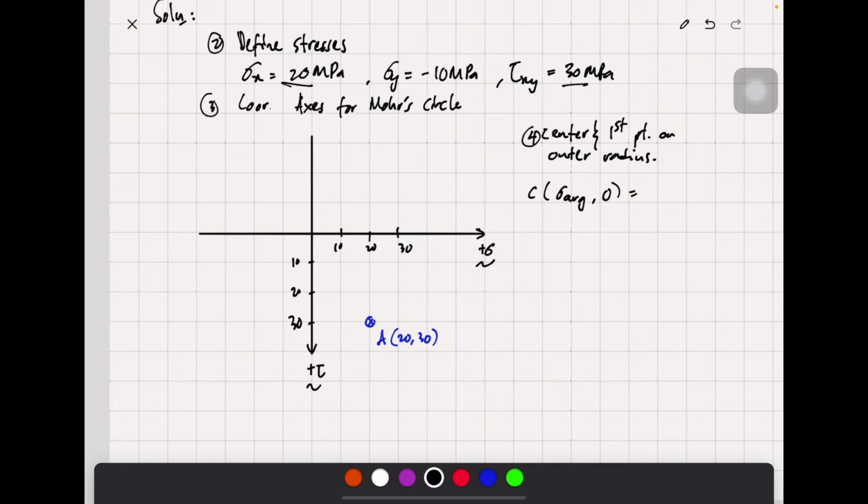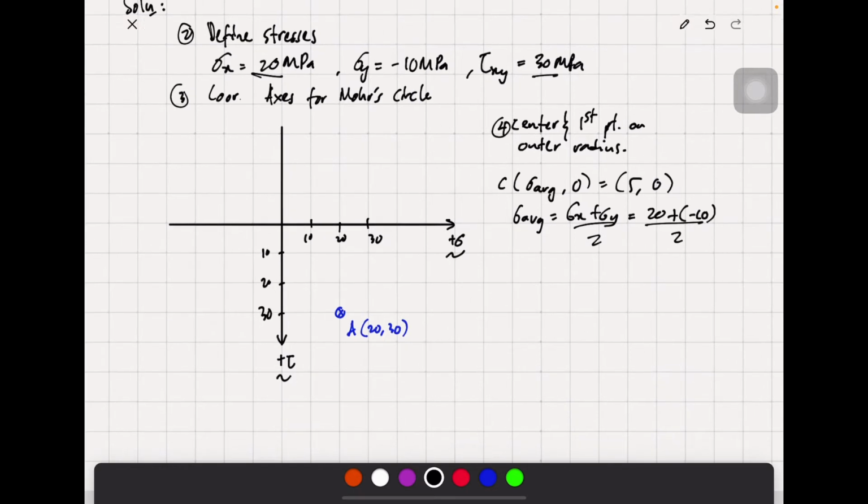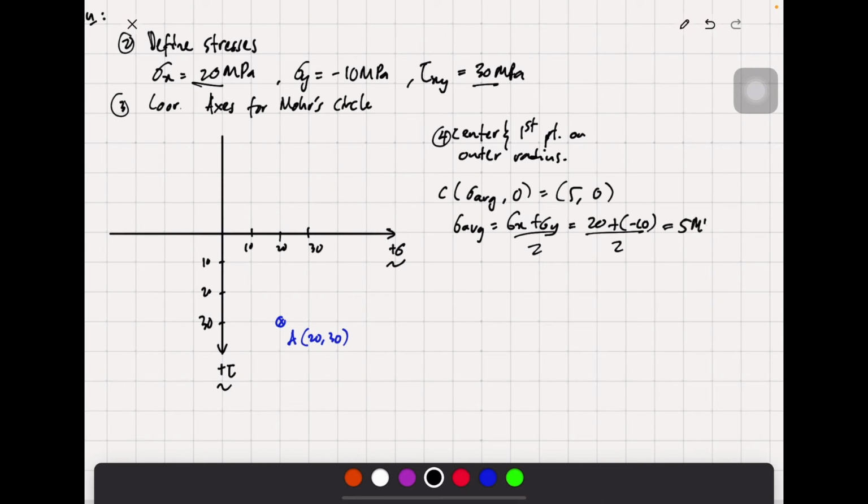20 plus negative 10 equals 10, divided by 2, it becomes 5. So we already have that value before, 5 megapascal. I'm going to do it again here to make it super clear. Sigma average is equal to sigma x plus sigma y over 2, and as I mentioned just now, 20 plus negative 10 over 2 gives you 5 megapascal. So this is our sigma average, which is the center point of our circle.